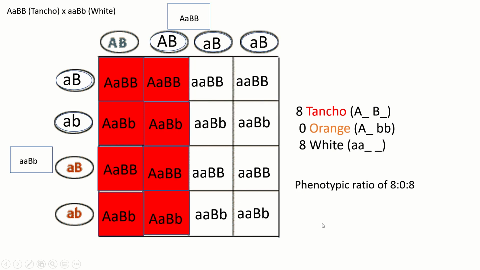The second is between a Tancho and a white fish, and we observed 8 Tanchos, 0 orange, and 8 white fish, with a phenotypic ratio of 8 to 0 to 8. All of our white fish are homozygous recessive for their A loci, and all of our Tancho variants do not have homozygous recessive in their B loci, which is why there are no orange variants.